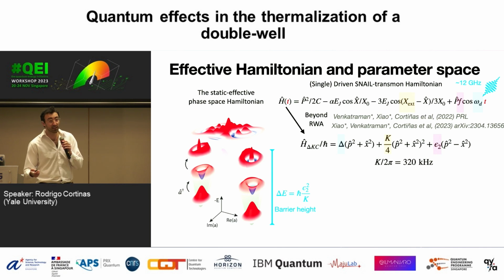And something I will also be using heavily for the rest of the talk is that the height of this barrier is controlled by the squeezing amplitude epsilon 2. The height of the barrier is epsilon 2 squared over k, and it's just the amplitude of the driving.